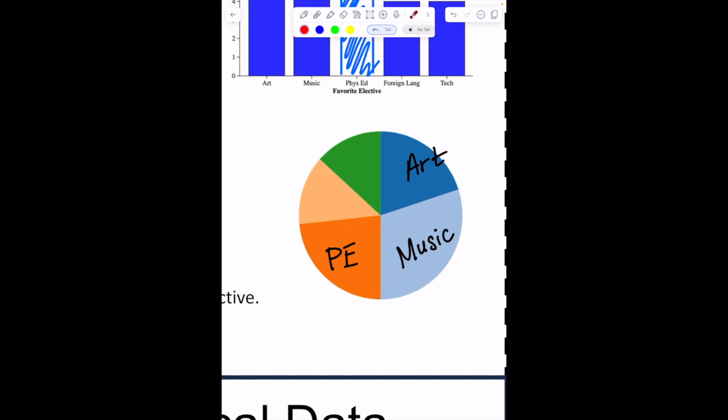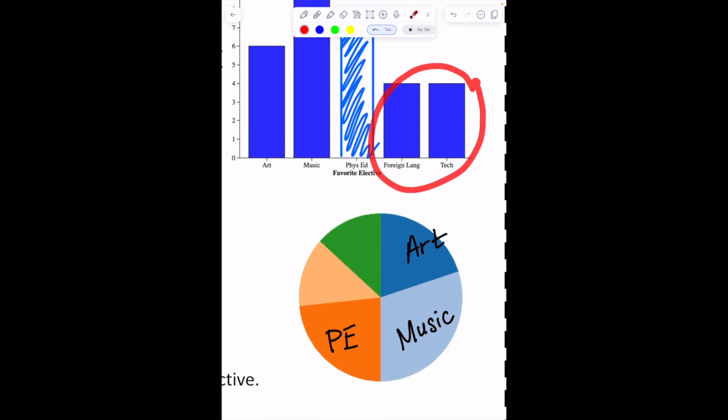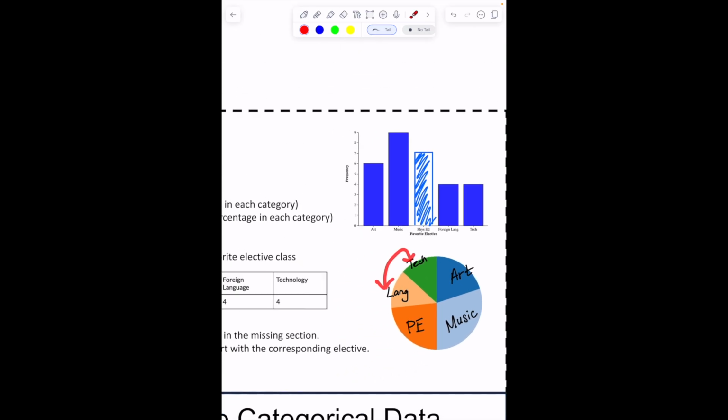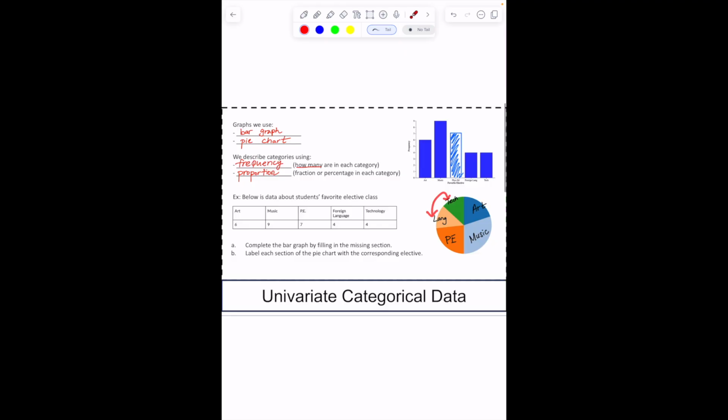And then our foreign language and our tech were the same height. So these 2 slices are the exact same size. So these are interchangeable. You could label this one as language or tech and this one as language or tech. Either way, if these were swapped, it's still correct. Okay, there you have it. Univariate categorical data. Let's move on. We're going to move on to the next flap of your flipbook.